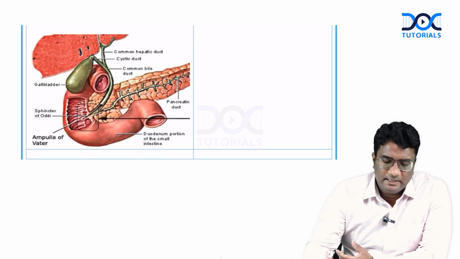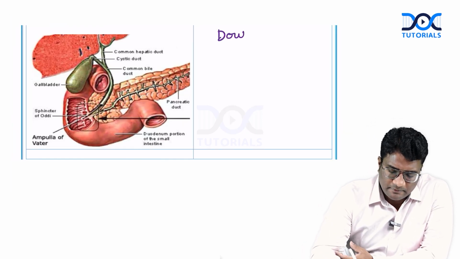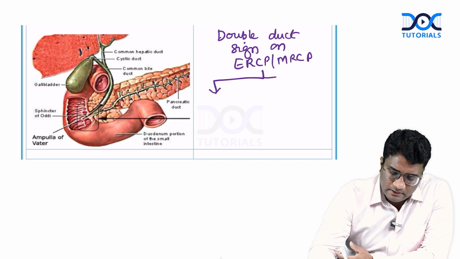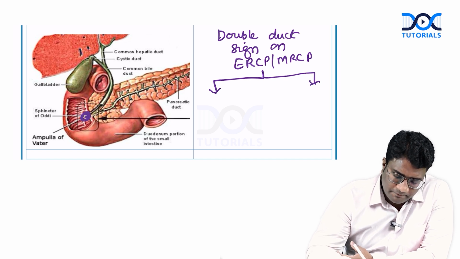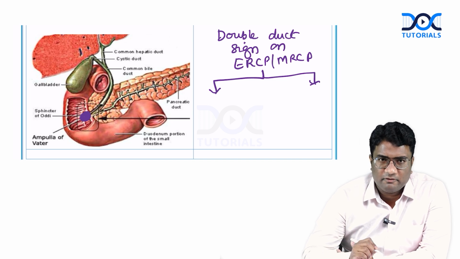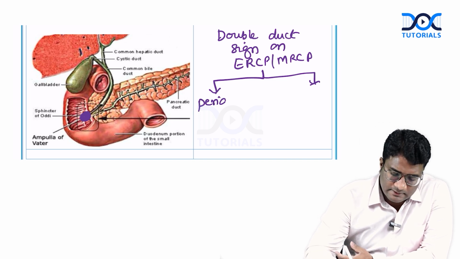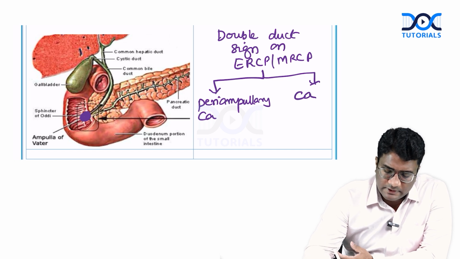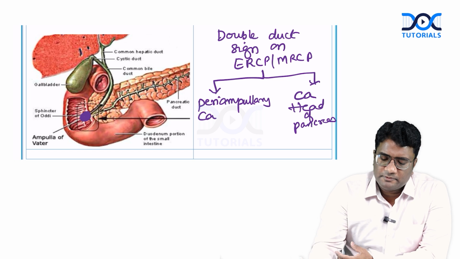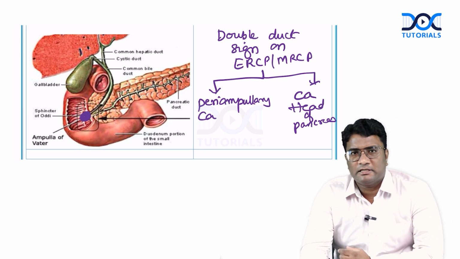So, when do you see a double duct sign on ERCP or MRCP? This is seen mainly in periampullary cancers, right. So, when there is a cancer within around 2 centimeters of the ampulla of Vater, the periampullary cancers, or we have CA head of pancreas, this produces a double duct sign on ERCP or MRCP.